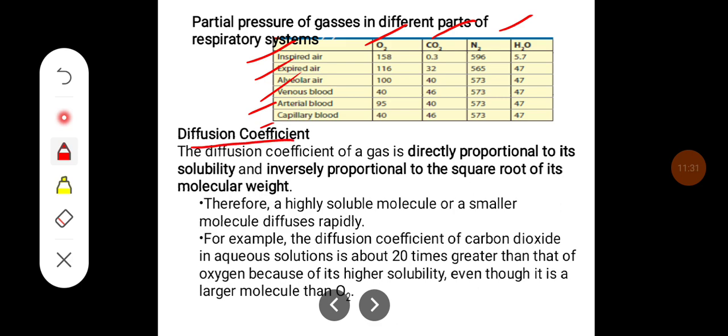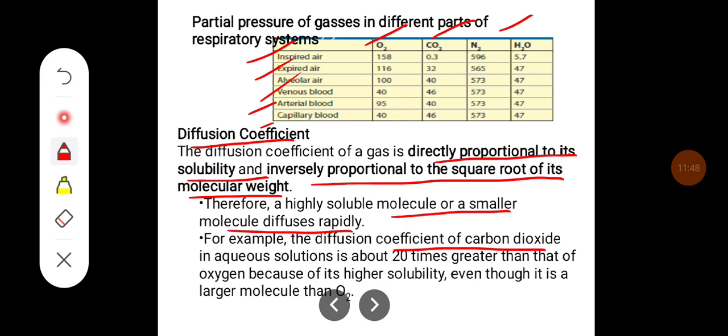The diffusion coefficient. The diffusion coefficient of a gas is directly proportional to its solubility and inversely proportional to the square root of its molecular weight. Therefore, a highly soluble molecule or a smaller molecule diffuses rapidly. For example, the diffusion coefficient of carbon dioxide in aqueous solution is about 20 times greater than that of oxygen because of its higher solubility, even though it is a larger molecule than oxygen.